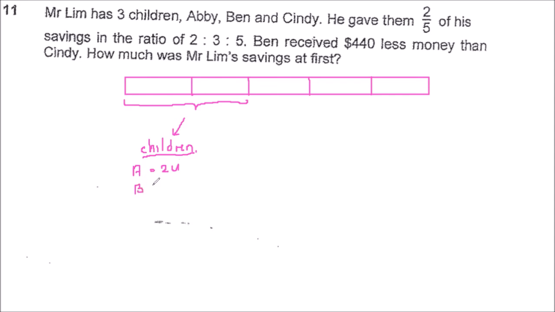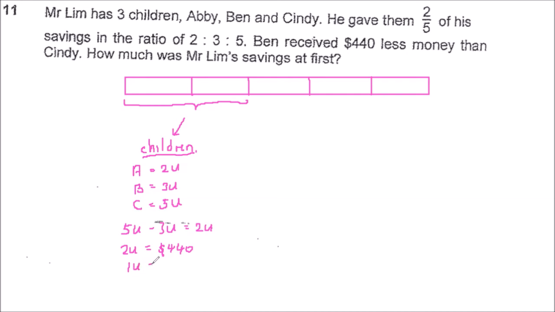Ben, 3 units. And Cindy, 5 units. Okay, and we know that the difference between Ben and Cindy is 440. So you look at Ben and Cindy, right? There's a difference of 5 units minus 3 units. There's a difference of 2 units. So this 2 units accounts for this 440 difference. Okay? So equals to 440.